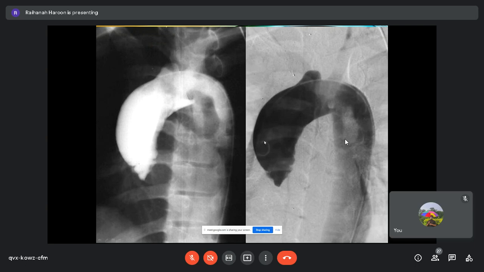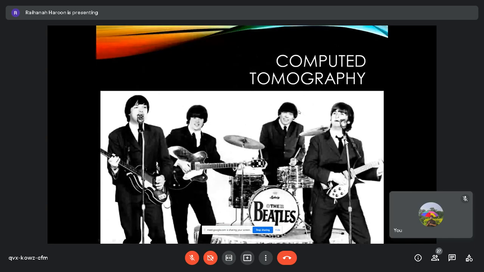For an arch aortogram, you usually need to use a pigtail. Pigtail is a very big catheter, usually used to drain collections. But because the volume of blood and the flow is very fast in the arch of the aorta, you need a big amount of contrast to capture the image.